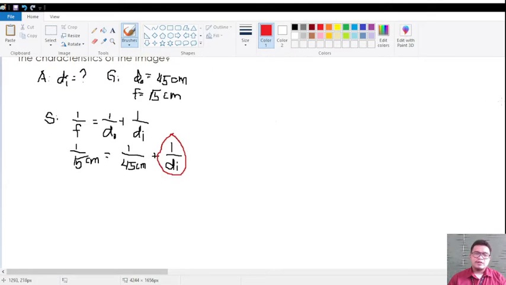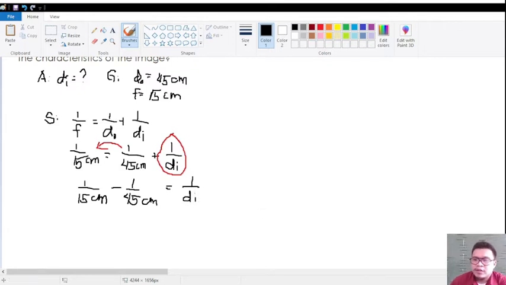Okay? So let's just move down. And to isolate that, we need to transfer this 1 over 45 centimeters to the other side of the equation. And always remember that if a certain number is transferred to another side of the equation, its sign also changes. So first, let's write down 1 over 15 centimeters. Now, since on this side of the equation it was positive, since it will be transferred to another side, it will be a negative number. So it will be minus 1 over 45 centimeters, which is equal to 1 over d_i.